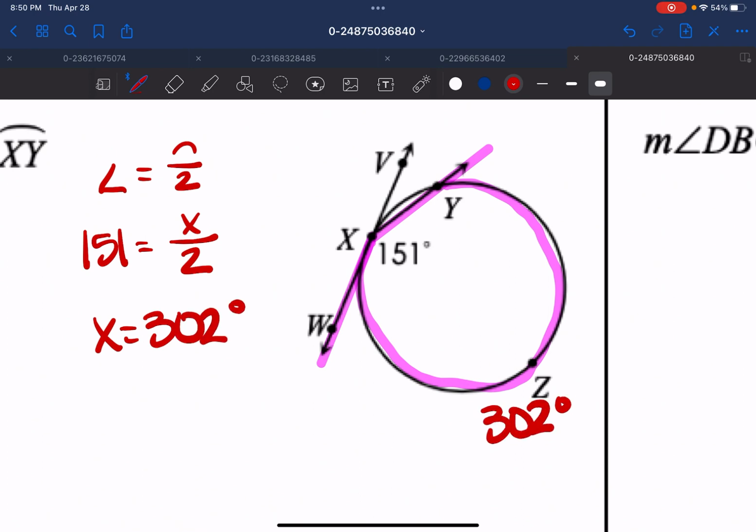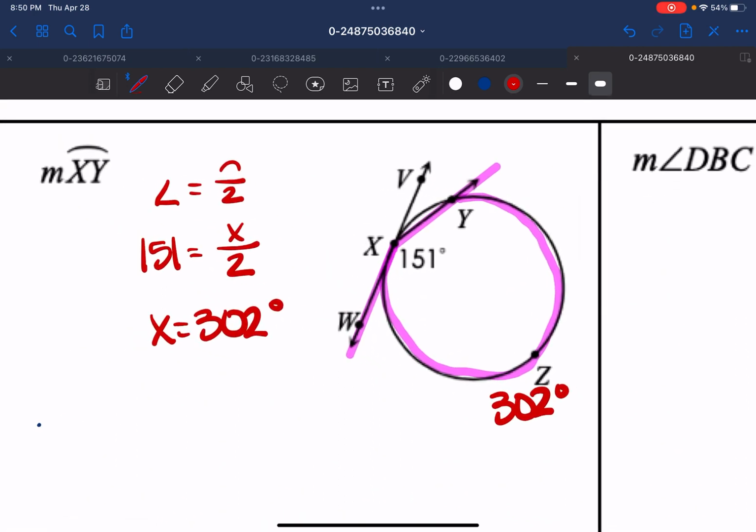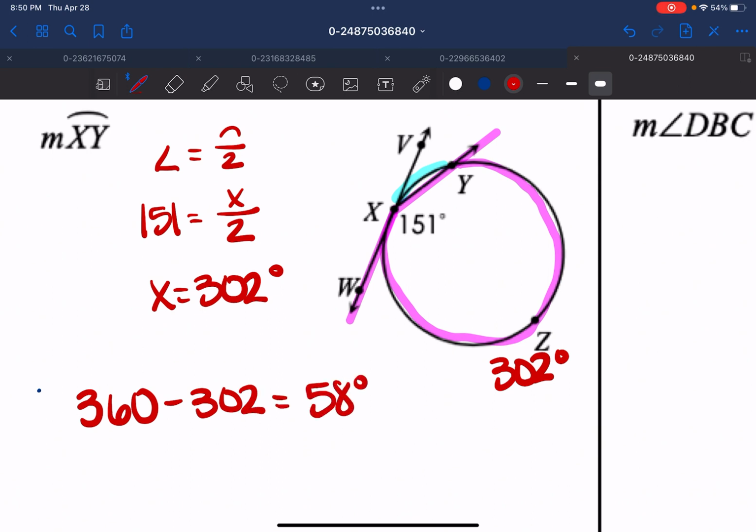So our question is, what is the measure of XY? Well, that wasn't the measure of XY because XY is a minor arc. So we have to focus on knowing what is this little piece right here. Well, we know that that blue minor arc and the purple major arc are the whole circle, and so that has to add up to 360 degrees. So we can take our 360 minus the 302, and that's going to equal 58 degrees. So we could say the measure of arc XY equals 58 degrees.